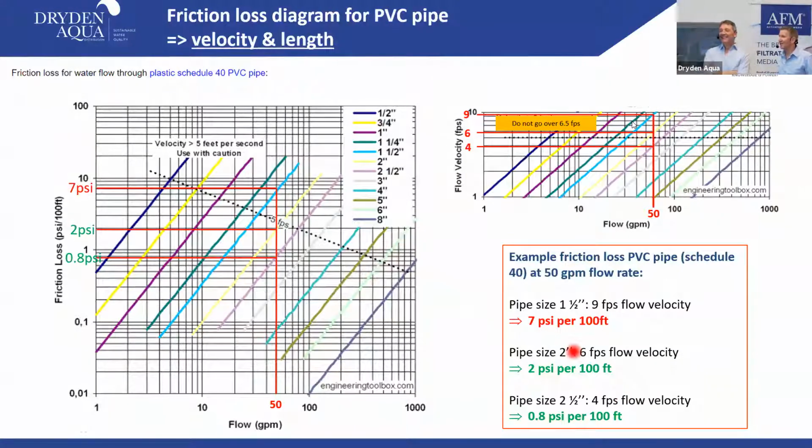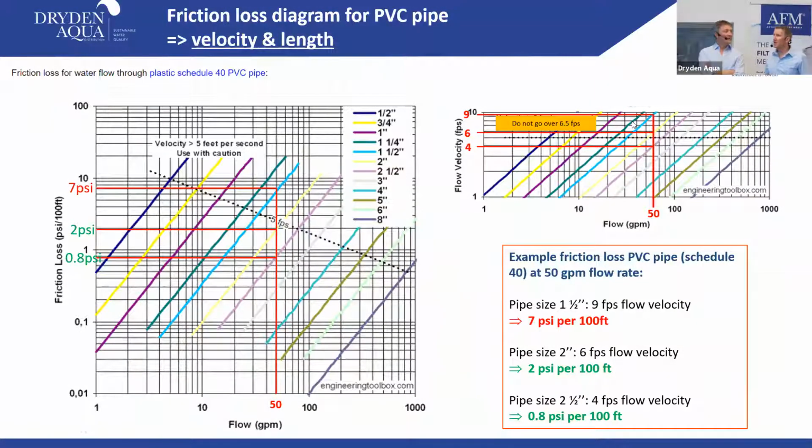Yeah. So this is the calculation over here. And then we could go even a size up, 2.5 inches. Same calculation here. This will result in a pressure drop of 0.8 PSI and a velocity through the pipe of 4 feet per second, right?